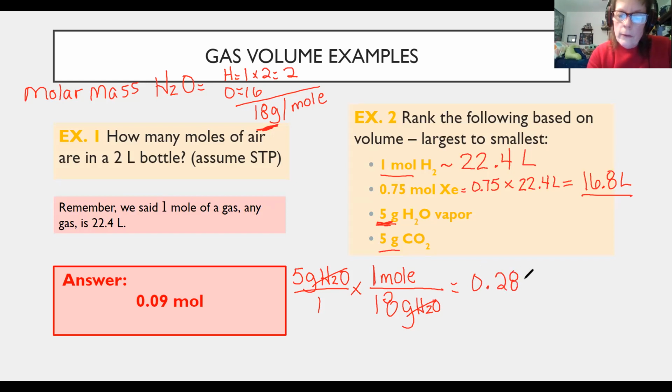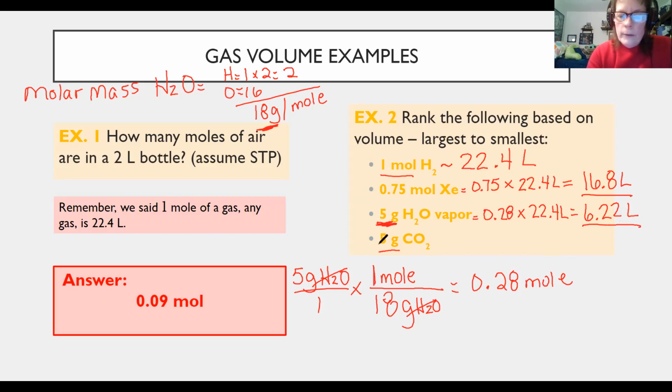Okay, so now that we know that 5 grams of water is equal to 0.28 moles, now we can multiply that by 22.4 liters and figure out what we have. That's 6.22 liters for that one.